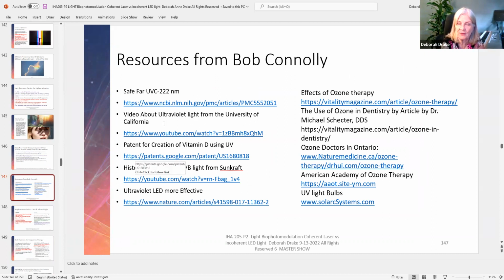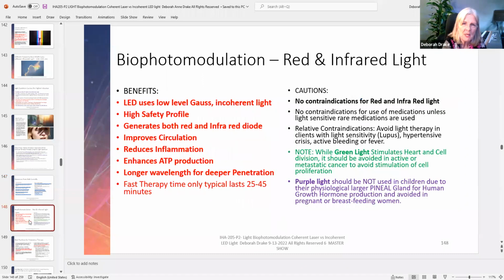And it talks about the effects of infrared light, the creation of vitamin D using UV light, how to use UVB, and what ultraviolet LEDs are more effective, okay? So now I want to show you how LED lights are different from a laser light or sunlight. Let's find out. And also here's an excellent article, used in my Vitality magazine in Canada, on the use of ozone in dentistry by Michael Schechter. And I would refer you to other ozone doctors in Ontario if you want, or UV light bulbs, where you can get some of those kinds of things, okay?